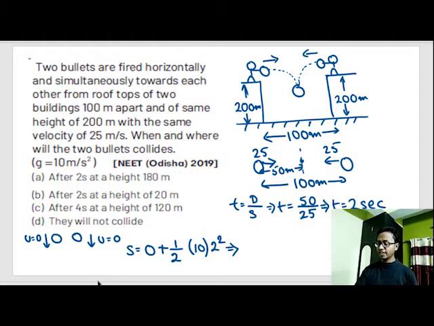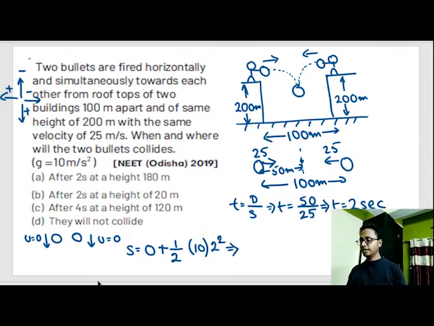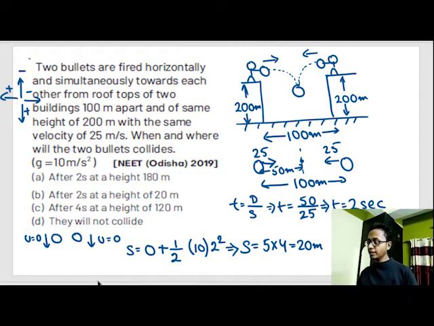Why have we taken g as positive? Out here I have assumed down to be positive, up to be negative, and left to be positive, right to be negative, whatever you like. You can redo these concepts and your answer will be the same. s is equal to half into 10 into 4, or 5 into 4, since 2 square is 4, so s is equal to 20 meters. So in those 2 seconds the ball will travel downward 20 meters.